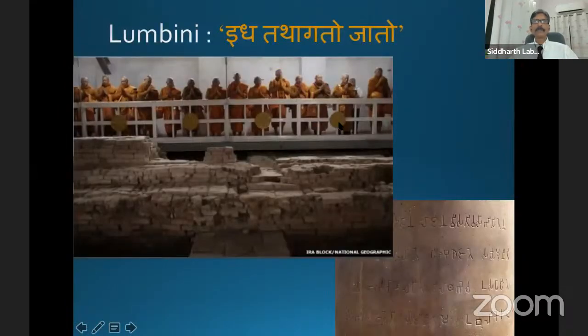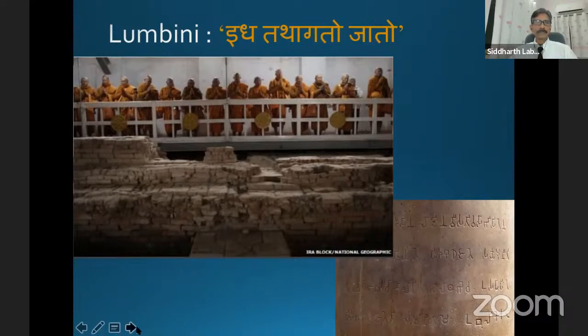We'll go one by one. This is Lumbini, idang Tathagato jato. And here there is an Ashokan pillar where the inscriptions are written, where King Ashoka says, "Here the Tathagata was born, Siddhartha was born, and because of the importance of this place, I am relaxing the tax on the villagers. Whatever tax, I am exempting totally." So this is a place of veneration. This is the place called Lumbini.